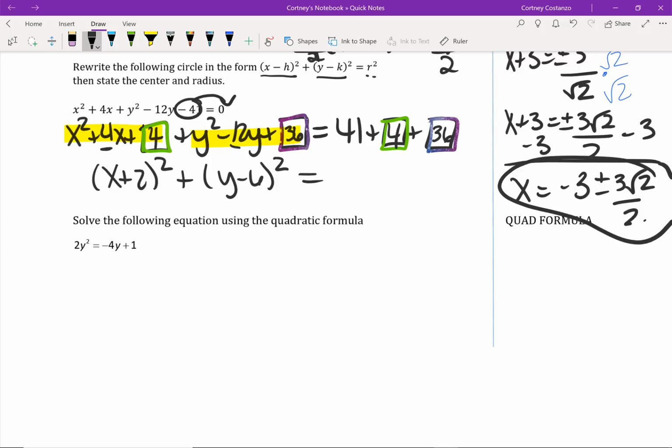And 41 plus 4 plus 36 is equal to 81. So you could tell me if needed the center, which would be negative 2 comma 6, and the radius if needed, and that would be a 9.